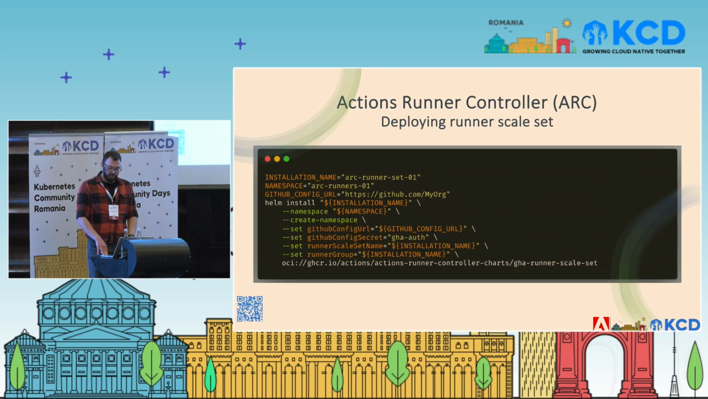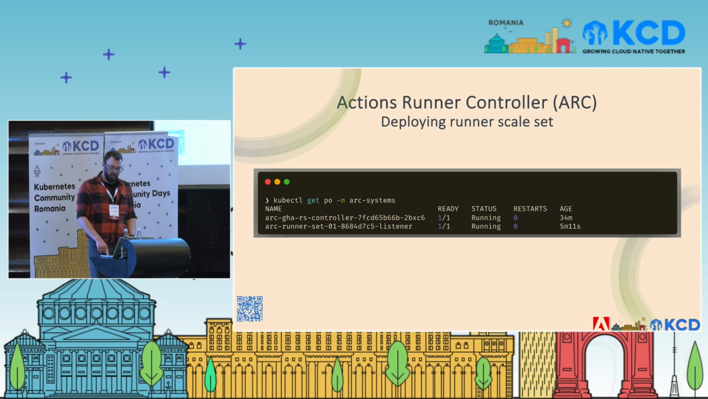Then we fill the scale set chart values to allow the listener application to authenticate to GitHub. This will establish an HTTPS long poll connection to check for our jobs. In that command, githubConfigUrl is set to either an enterprise, organization, or repository URL. In our particular example, we set it to our organization. githubConfigSecret is the reference to the secret we created earlier. The runner scale set name will be used as the base name for our Kubernetes resources, and the runner group will be used to target this replica set in our actions.